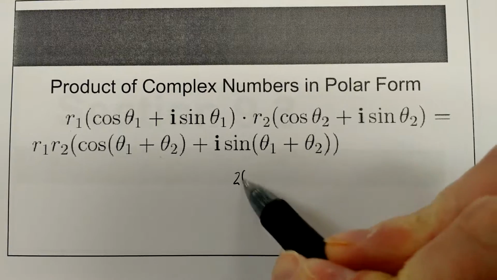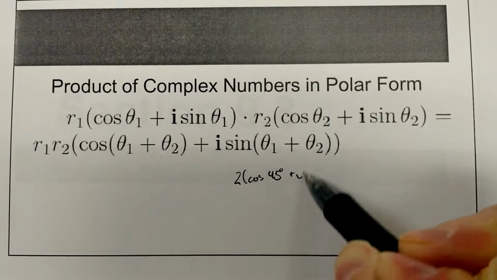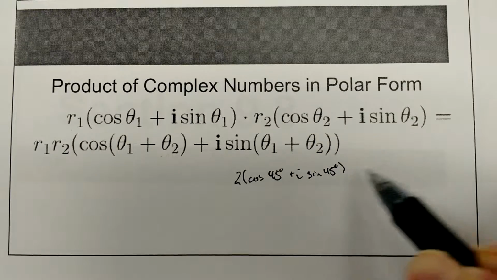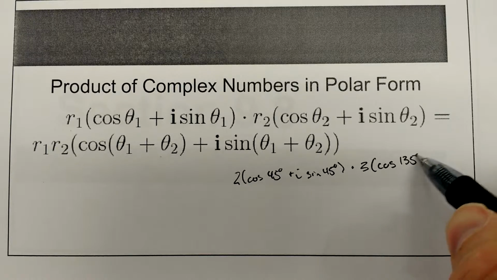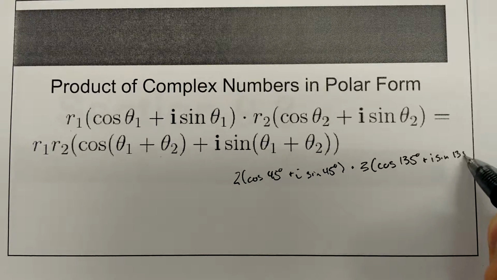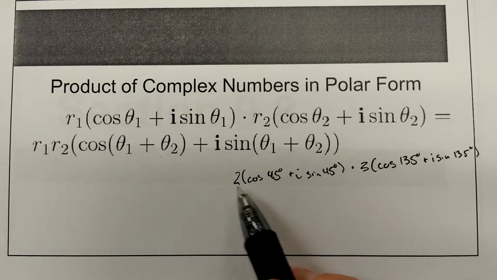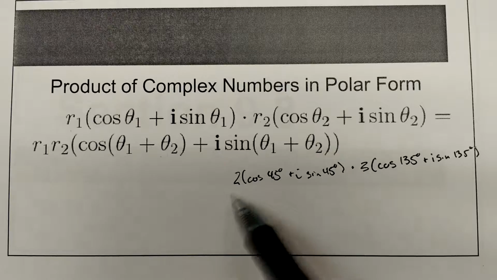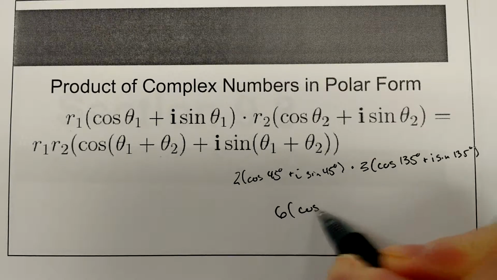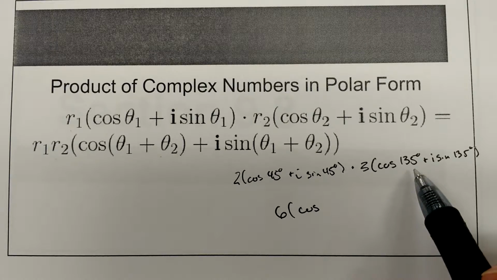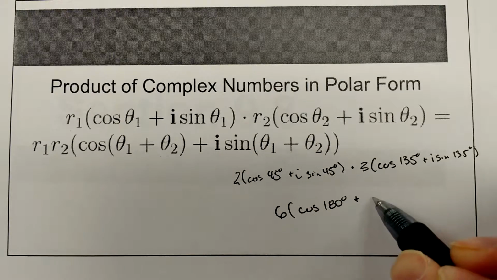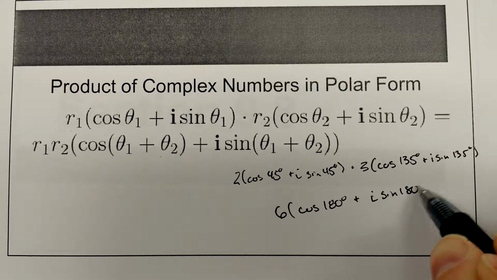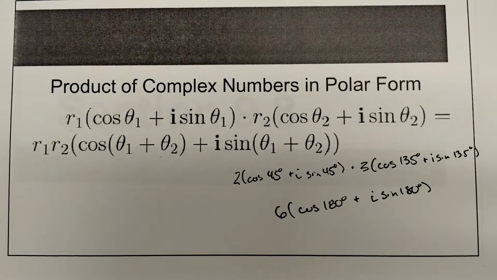So say I had 2 cosine 45 plus i sine 45 times 3 cosine 135 plus i sine 135. So to do this problem, here are my r values, 2 and 3. The product is to multiply the r values, so that's going to be 6. And then add the angles. So 45 plus 135 is 180. And that would be your answer. If you wanted to convert, you just distribute the 6 through, and that would give you the rectangular form.